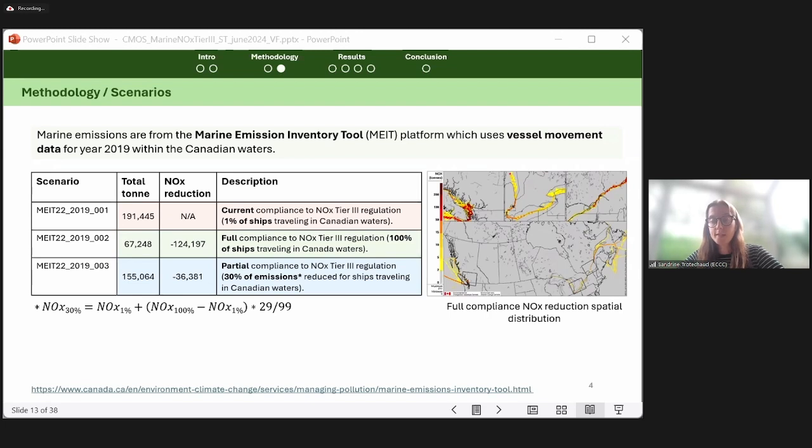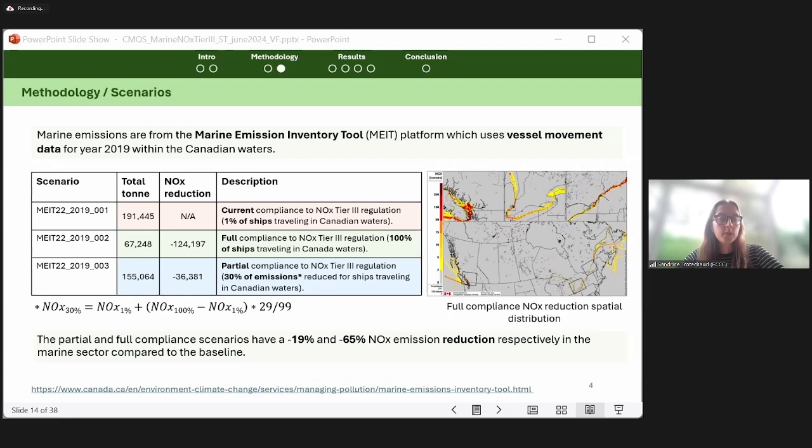So on the right, you can see the spatial distribution of the NOx emissions. You can see along the shipping routes, mostly near Vancouver, but also through the St. Lawrence Seaway and all the way up to the Great Lakes. And when looking at the NOx reduction compared to the baseline, the reductions correspond to 90% and 65% of NOx emission reduction respectively in the marine sector for these two scenarios.